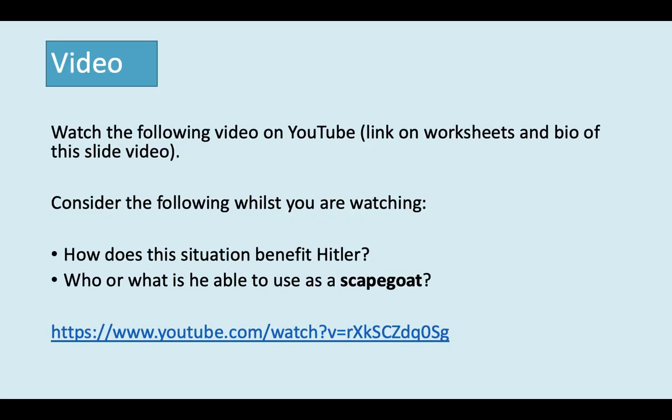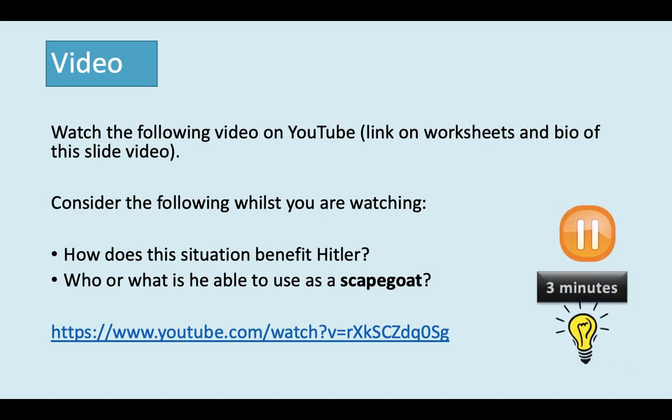I just want you to start off watching this video, please. I've put the link on Show My Homework. If you can watch that and consider the following questions and write them down on your worksheet. How might this situation benefit Hitler? And also, who or what is he able to use as a scapegoat? Remember, a scapegoat is someone that is being blamed. So who could he use as a scapegoat? And how is that really going to affect him? Just watch this video, please. 3 minutes, give it some thought, and then we'll come back together. So pause the video now.